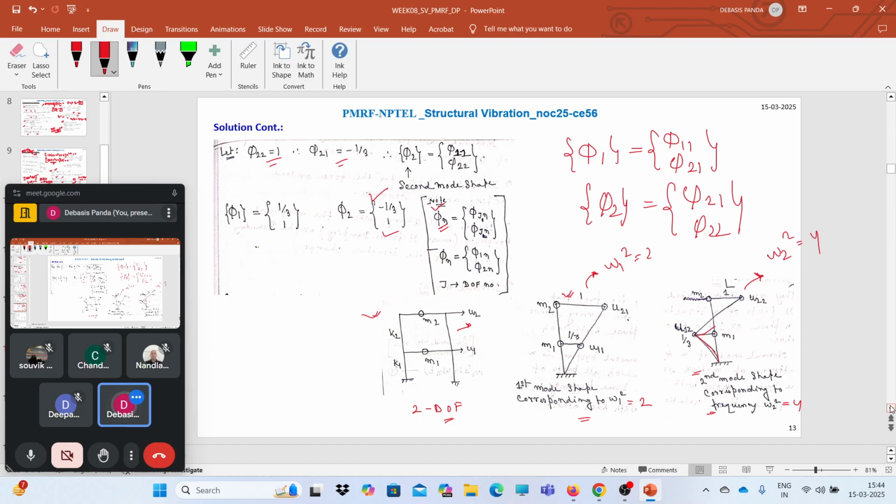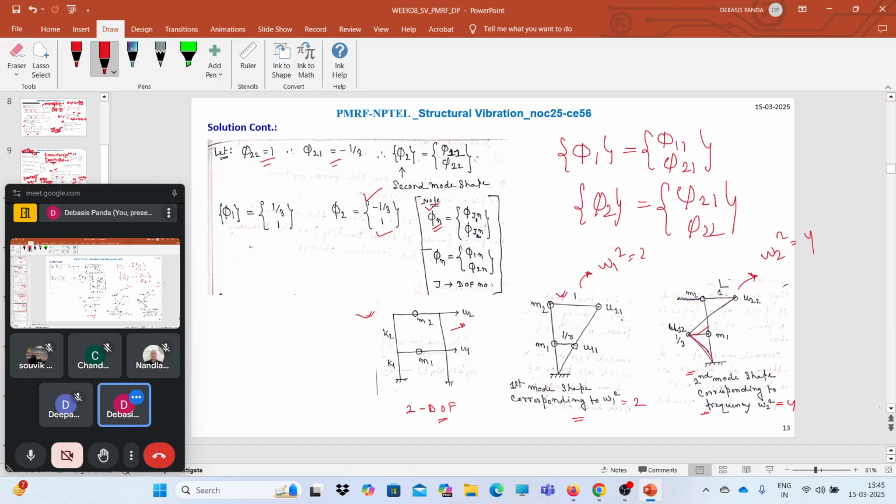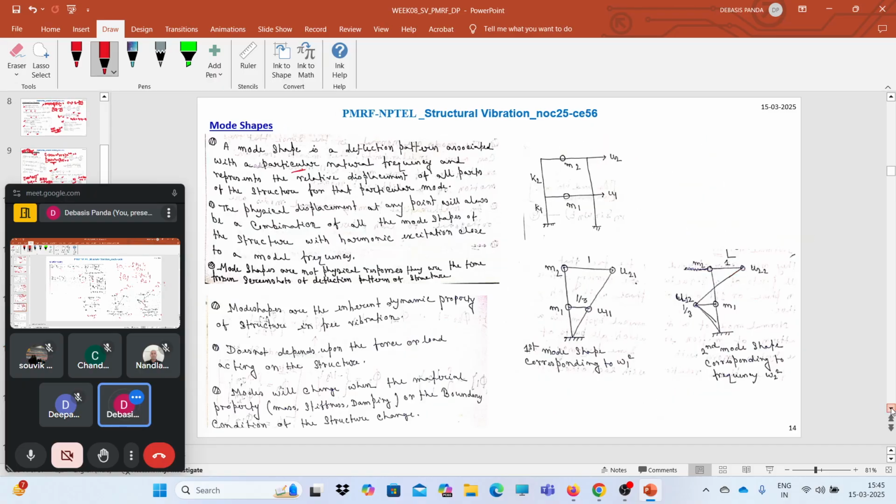So what can we call the mode shape? Mode shapes are nothing but the deflection pattern associated with a particular natural frequency, and they represent the relative displacements of all parts. Look at these shapes. They represent the relative displacement of this structure due to this frequency. So they are not the physical response. If we want to calculate the physical response, we need to combine all the modes, then we will get the physical response.